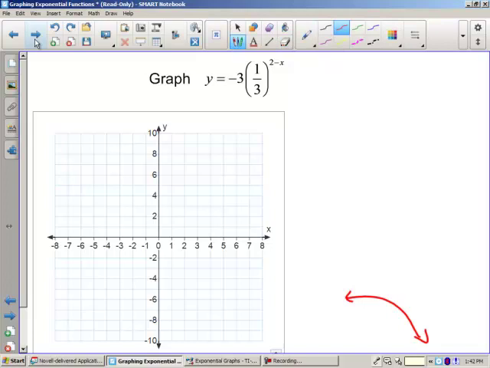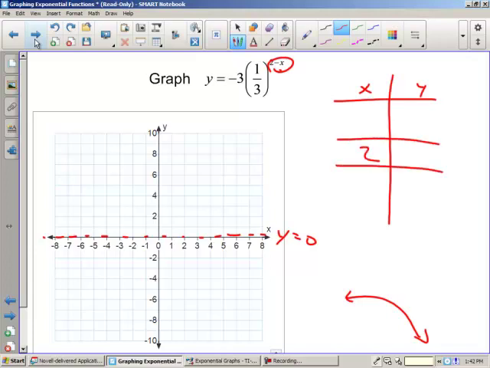All right, I don't have a k value here, and so I know that my horizontal asymptote is going to be at y equals 0. Now, what value for this exponent is going to give me a 0? 2 minus x equals 0 means that x is equal to 2. So I'm going to put 2 in the middle. I'm going to go 1 less than 2 and 1 more than 2 and see what values I get.